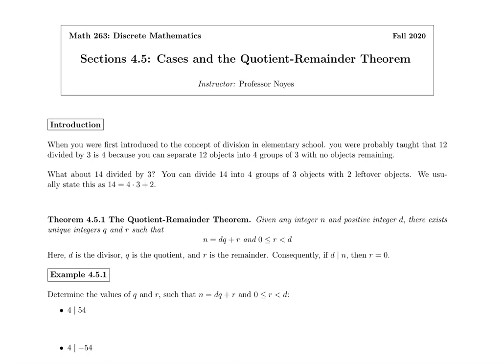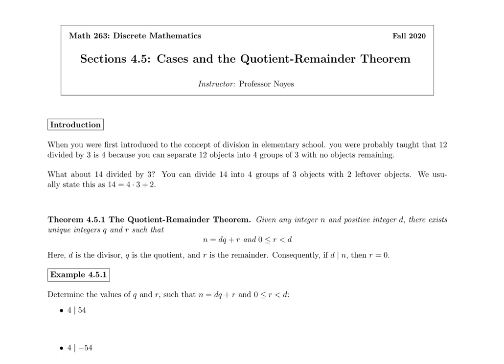In our continuation on the study of divisibility, we also have to figure out a way to handle problems where we may have a remainder. So remember at the beginning of section 4.4, we talked about how when you were first introduced to the concept of division in school, you were probably taught that 12 divided by 3 is 4 because you can separate 12 objects into 4 groups of 3 with no objects remaining. But what would you do if I asked you about 14 divided by 3?